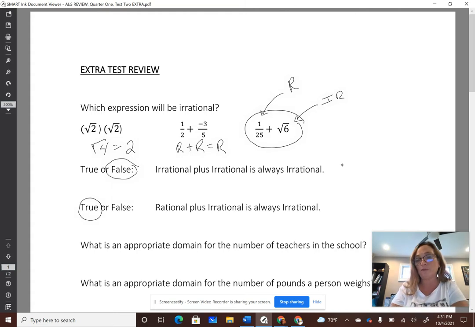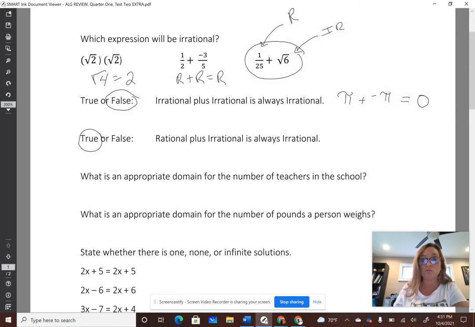Okay. This is false because sometimes it's irrational and sometimes it's not. Just think of something really simple like pi plus negative pi, which equals 0. And we all know that 0 is a rational number. Okay, whoops, a little too scrolly.